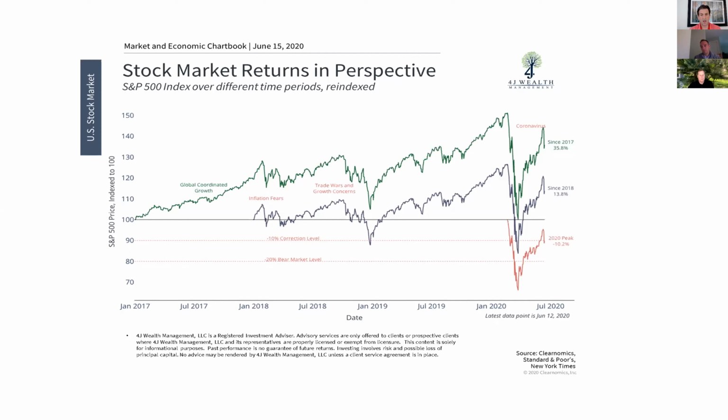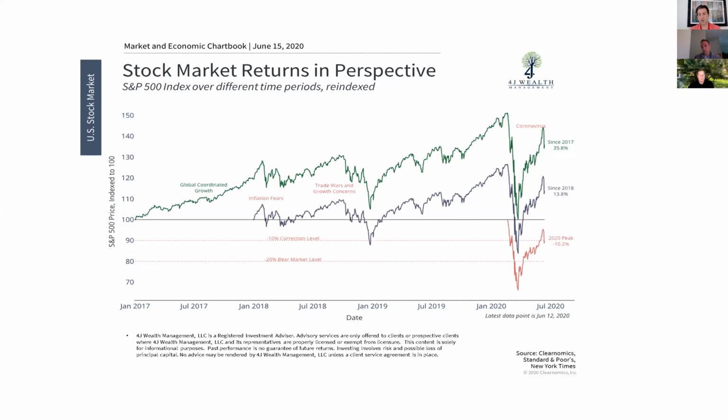The blue line shows the performance from January of '18 through current date, and the performance there has been 13.8%, still quite good. But if you were to measure your performance from the bottom of the coronavirus sell-off on March 23rd, you would see from January of '18 to that point, stocks were down 15%.